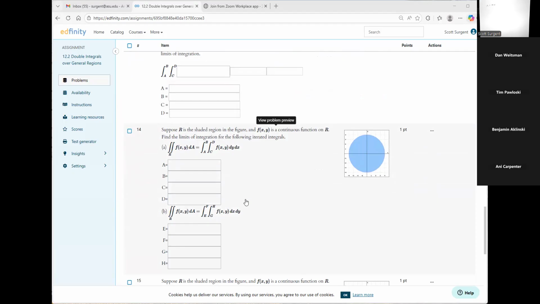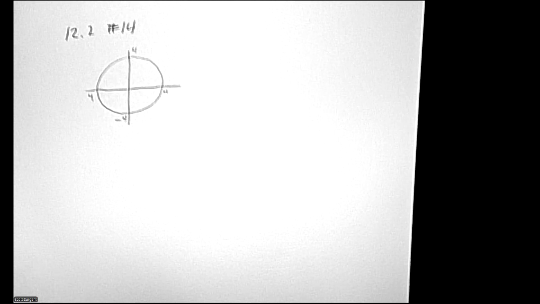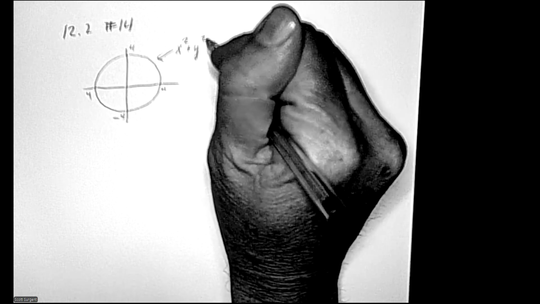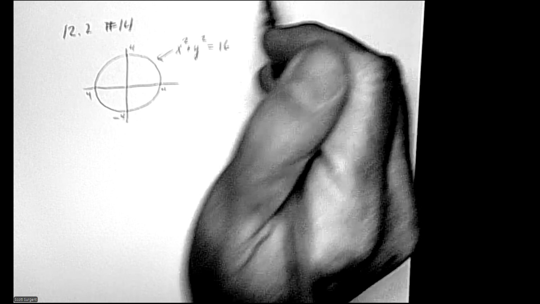Interesting. It's a circle, obviously. Let me just draw it. And mine's a circle of radius 4. We're setting these up as first dy dx and then dx dy. Okay. So the equation of a circle of radius 4 centered at the origin is x squared plus y squared is 16, where 16 is 4 squared.